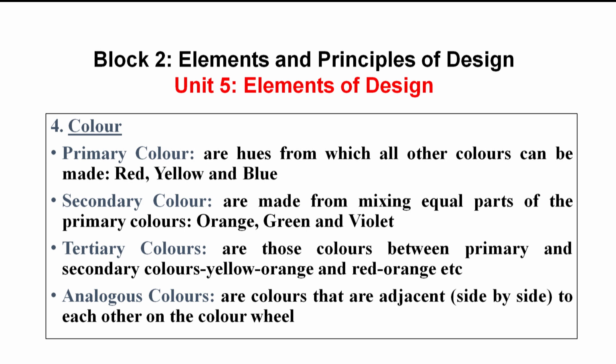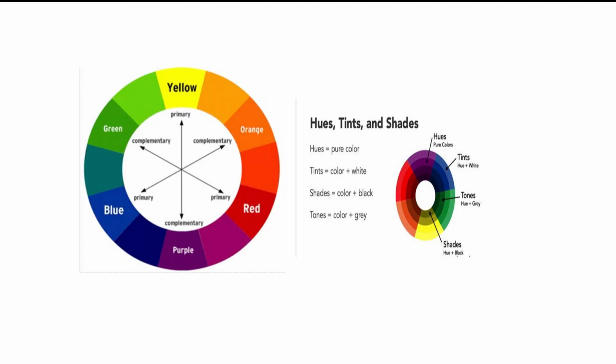Then we have the secondary colors. Secondary colors are what we get while mixing equal parts of two primary colors, like orange, green, and violet. Then we have the tertiary colors. Tertiary colors are those colors between the primary and the secondary colors, like yellow orange or red orange. Then we have the analogous colors, which are the adjacent or side by side colors on the color wheel. Now in the picture you can see and understand the concept. In the wheel that you can see in the picture, we have the three primary colors, that is yellow, blue, and red.